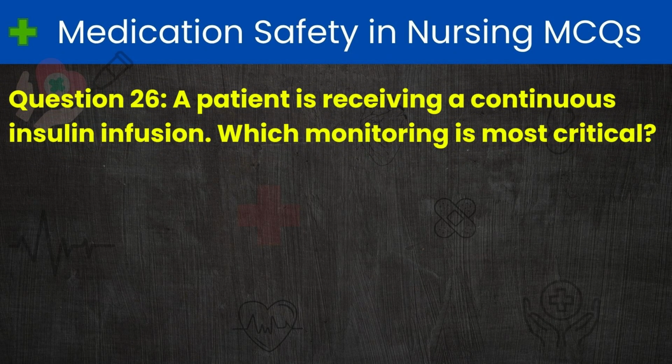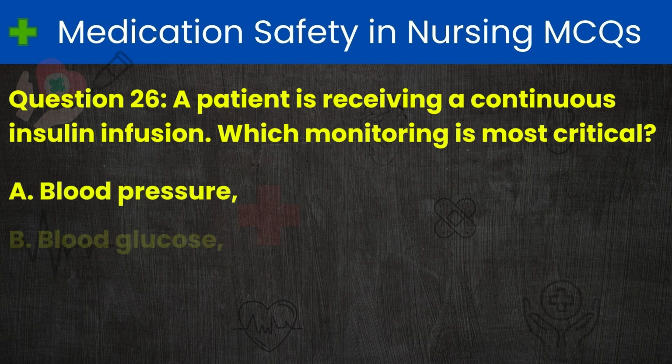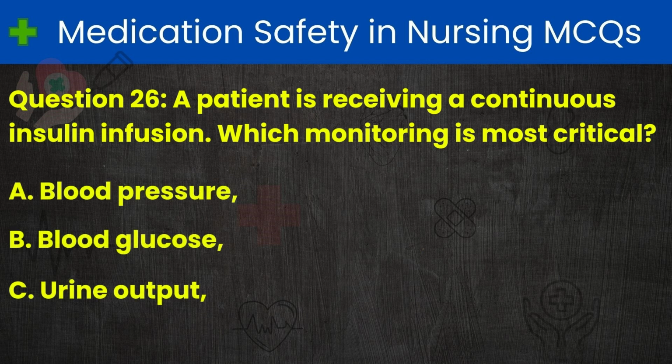Question 26. A patient is receiving a continuous insulin infusion. Which monitoring is most critical? A. Blood pressure. B. Blood glucose. C. Urine output. D. Heart rate.